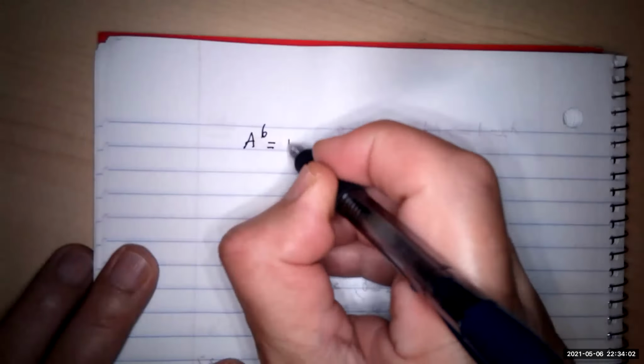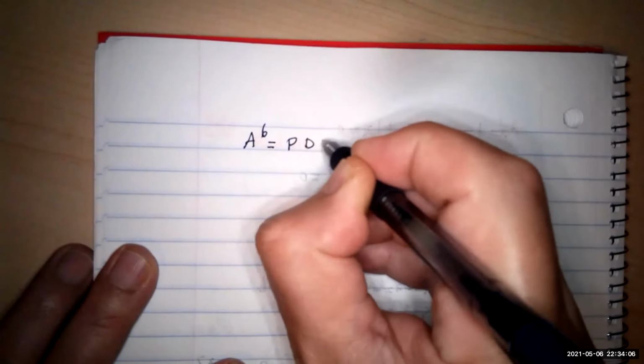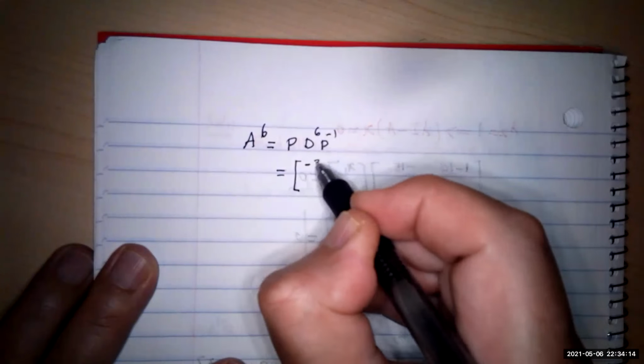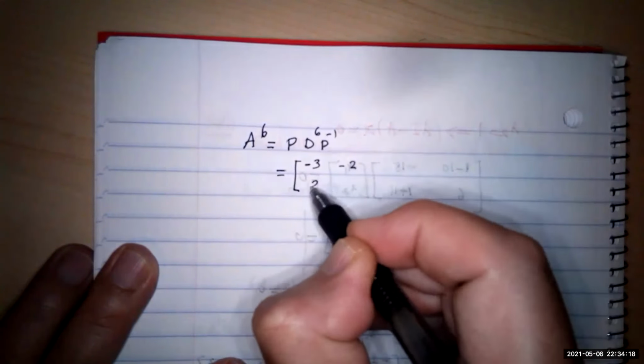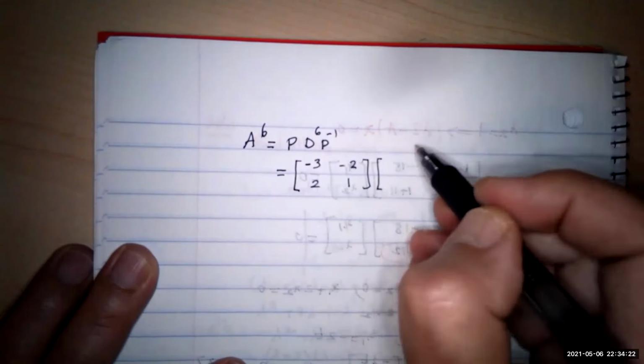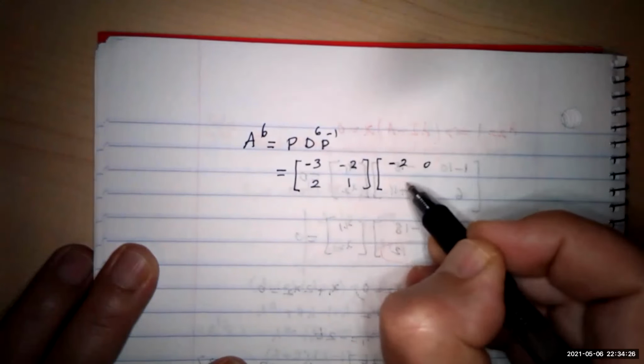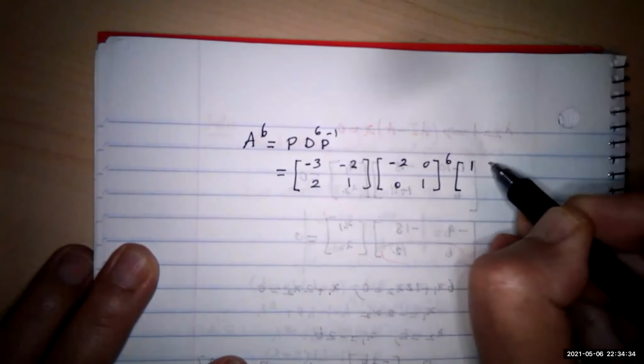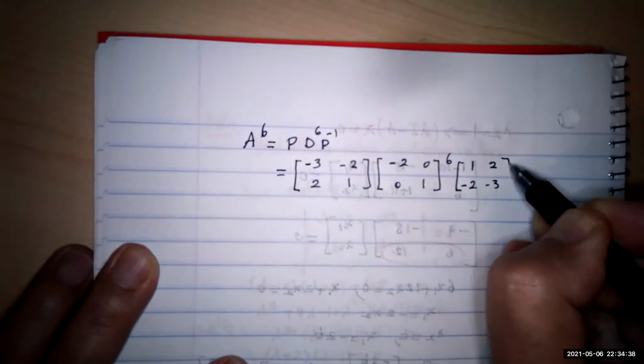So let's find out. What is going to be A to the 6? That would be easier to get. So A to the 6 is equal to, let me repeat it so I have it here, P D to the 6 P inverse. So it's going to be equal to the matrix P, which is negative 3, negative 2, 2, 1, times the matrix D, which is negative 2, 0, 0, 1, to the 6, times 1, 2, negative 2, and negative 3.